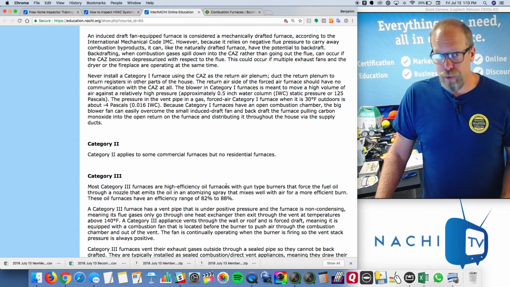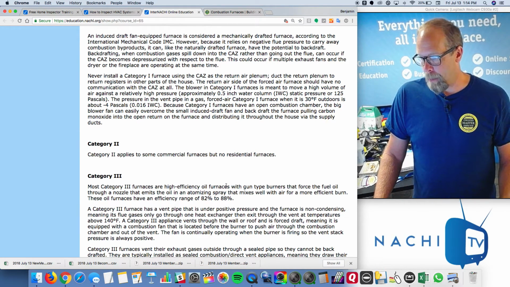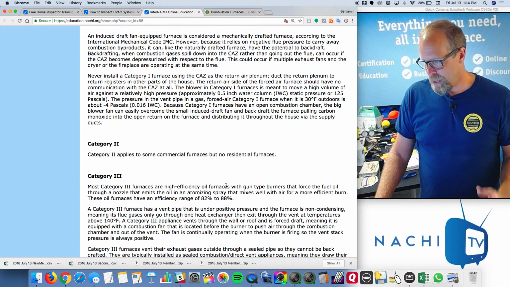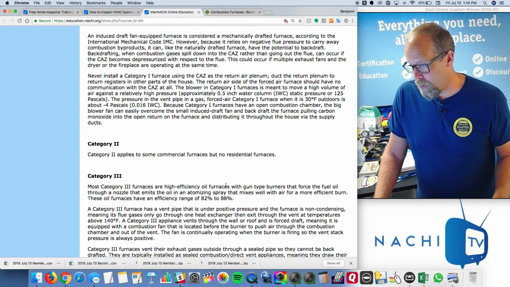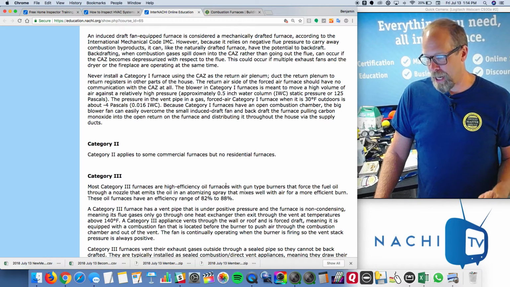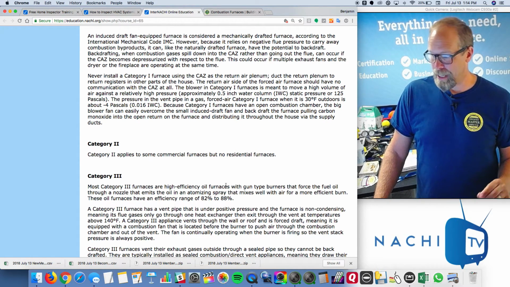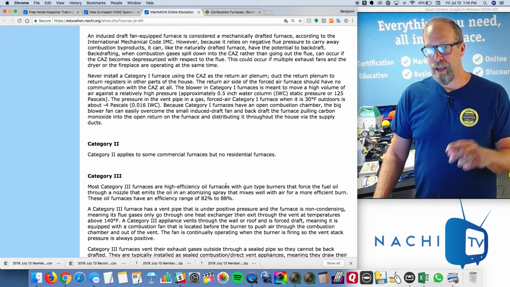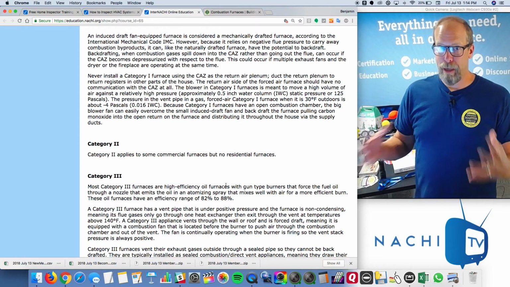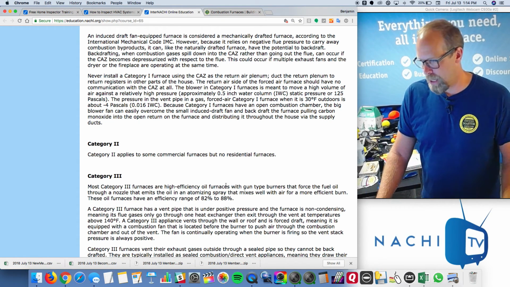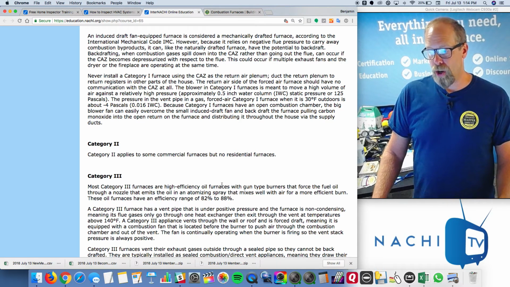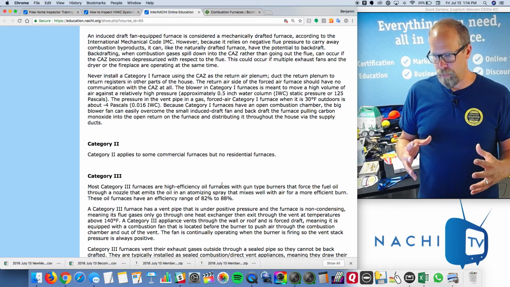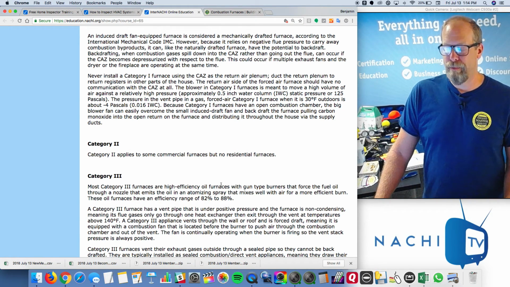So an induced draft fan on a furnace is considered a mechanically drafted furnace according to the International Mechanical Code. However, because it relies on negative flue pressure to carry away the combustion products, it can, like the naturally drafted furnace, have the potential to backdraft. And backdrafting, when combustion gases spill down into the combustion room, the room in which the furnace is located, rather than going out the flue, that can occur because the combustion room can become depressurized with respect to the flue.